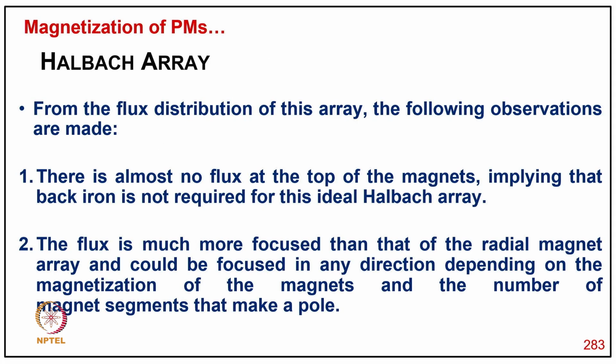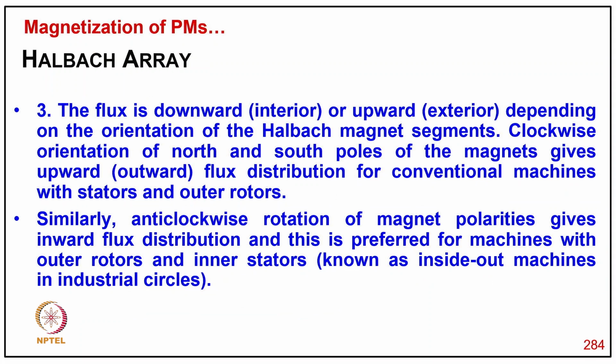So from the flux distribution of this array, the following observations are made. First, there is almost no flux at the top of the magnet, implying the back iron is not required for this ideal Halbach array. Second, the flux is much more focused than in a radial magnet array, and could be focused in a direction depending upon the magnetization of the magnets and the number of magnet segments that make a pole. Third, the flux is downward interior or upward exterior depending upon the orientation of the Halbach magnet segments.